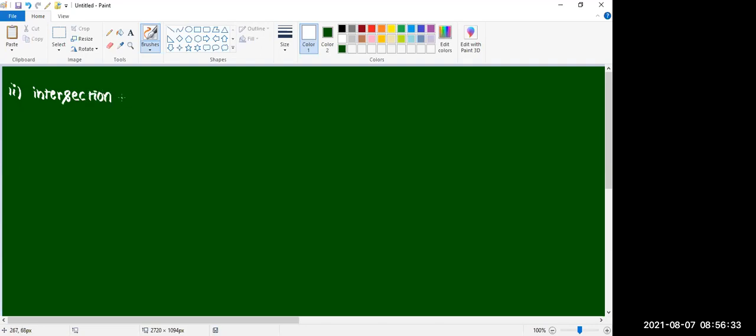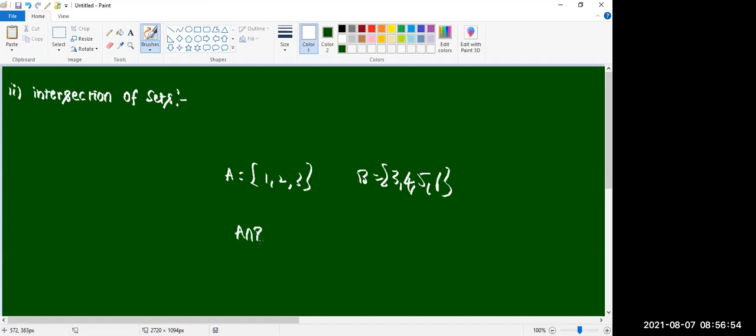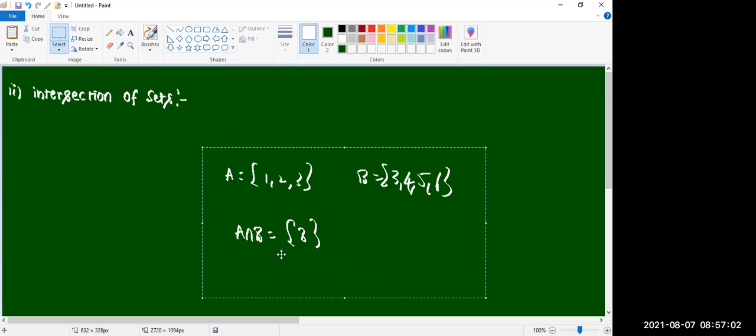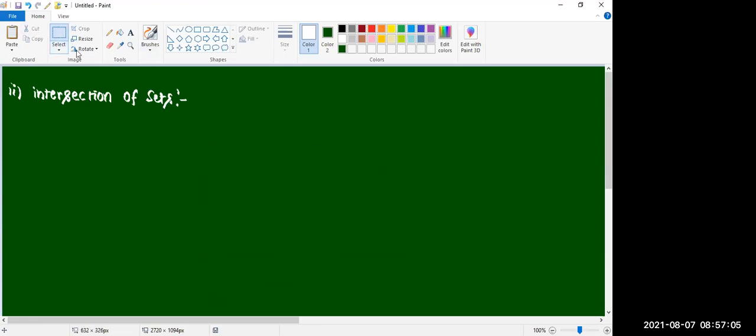Intersection of sets. Write down, please. Intersection of sets means we take the common elements. For example, A equal to 1, 2, 3 and B equal to 3, 4, 5, 6. The common element we can take, which is called intersection. 3 is the answer. Intersection means we should take the common elements of both sets. Okay? Write down, please.